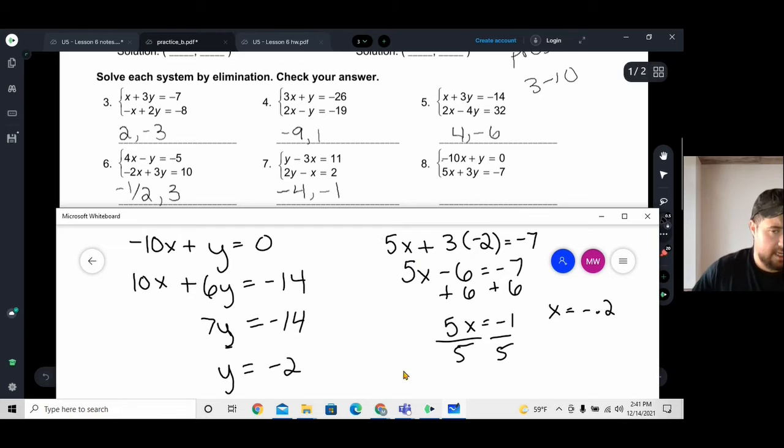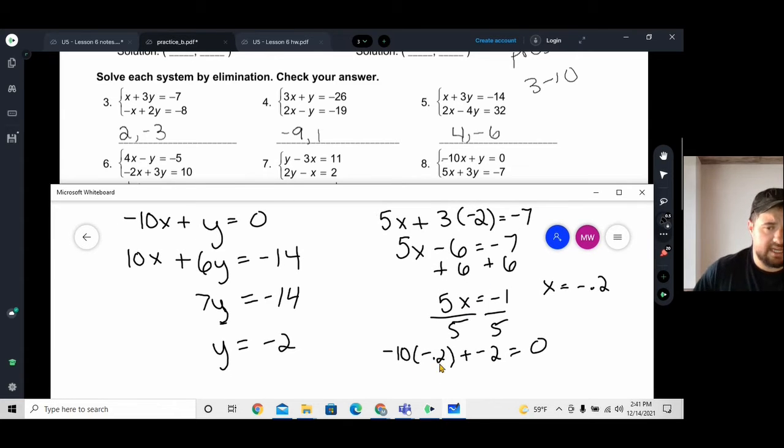So negative 10 times negative 0.2 plus negative 2 equals 0. Let's see if that's right. Negative 10 times negative 0.2 is 2, and 2 minus 2 does in fact equal 0. So we know our solution is correct.